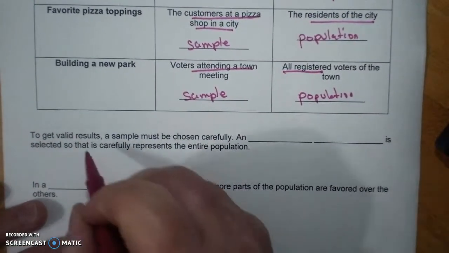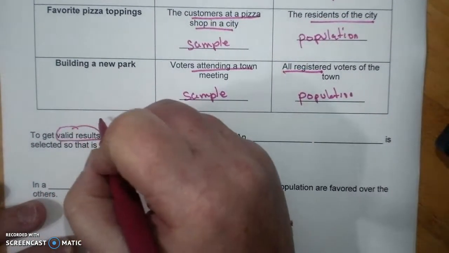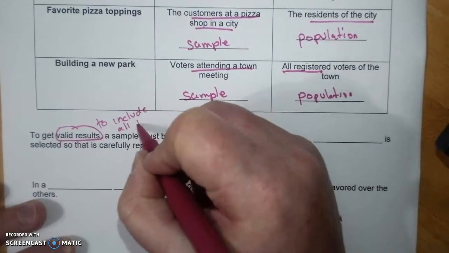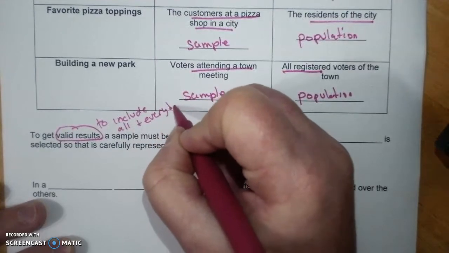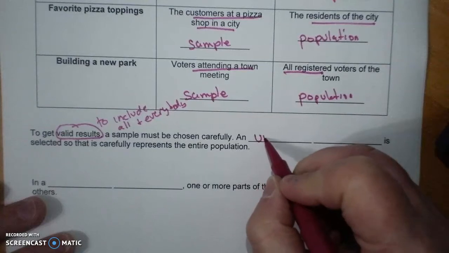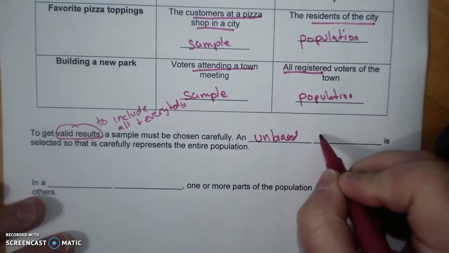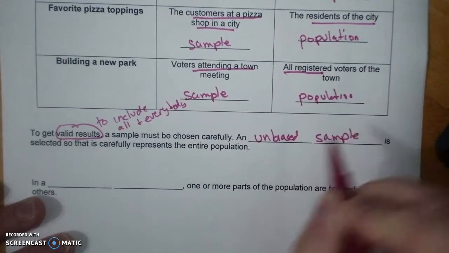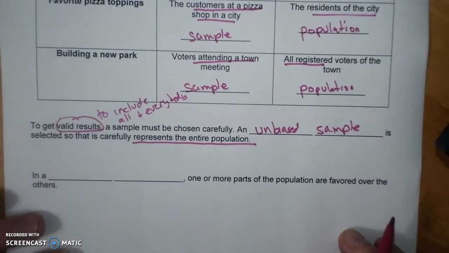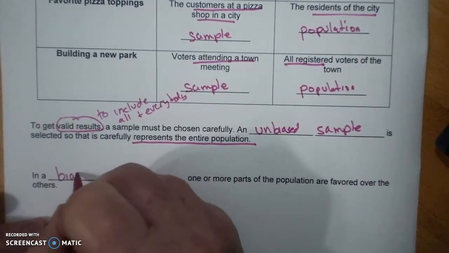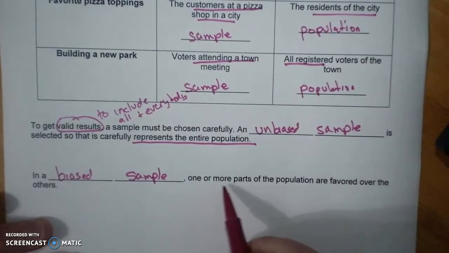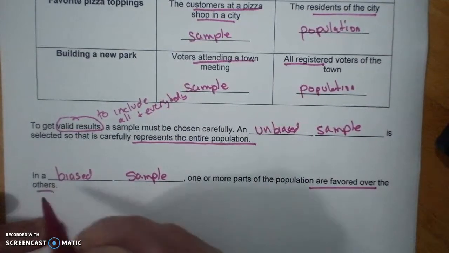Okay? If I want valid results to include everybody, to include all and everybody, a sample must be chosen carefully. It's called an unbiased sample, selected so that it carefully represents the entire population. Okay? In a biased sample, one or more parts of the population are favored over the others.